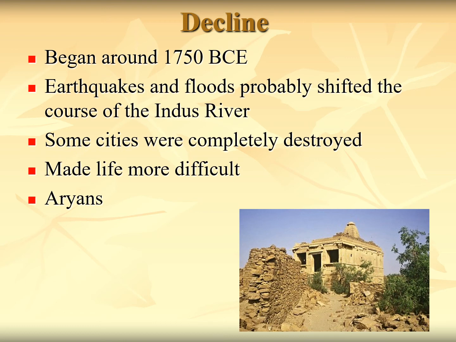So we have evidence that the civilization began to decline around 1750 BCE. The decline was caused by a number of things, and some of those are earthquakes and floods, which probably shifted the course of the river, making it maybe a little bit harder to get around. Some cities were completely destroyed by earthquakes and floods. It made life much more difficult because of the different events that were happening naturally. And then we have the Aryans who came in from the north and invaded.